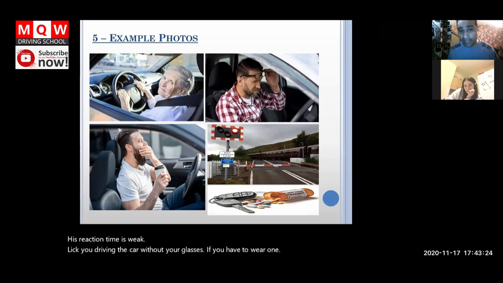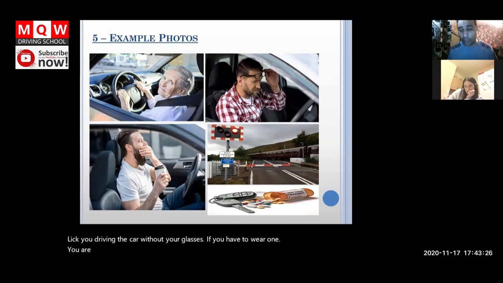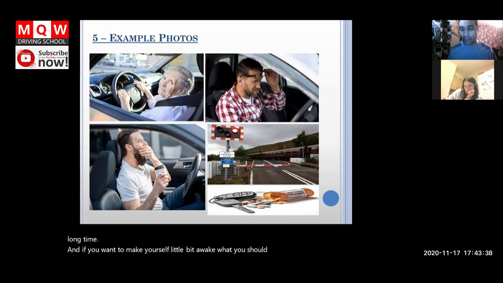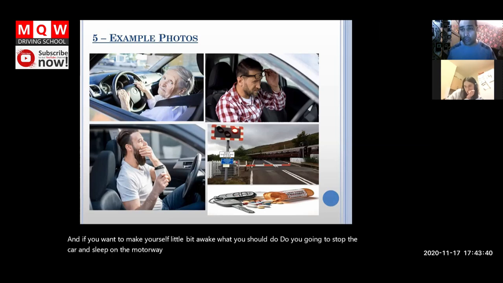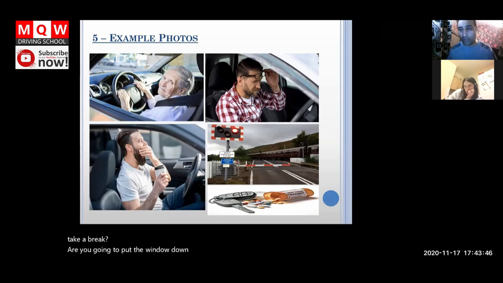You are feeling sleepy behind the wheel and you're still not taking good breaks while driving for a long time. And if you want to make yourself a little bit awake, what should you do? Are you going to stop the car and sleep on the motorway on the hard shoulder, or go to the services and take a break, or put the window down, or drink two hot drinks or something, or Red Bull?